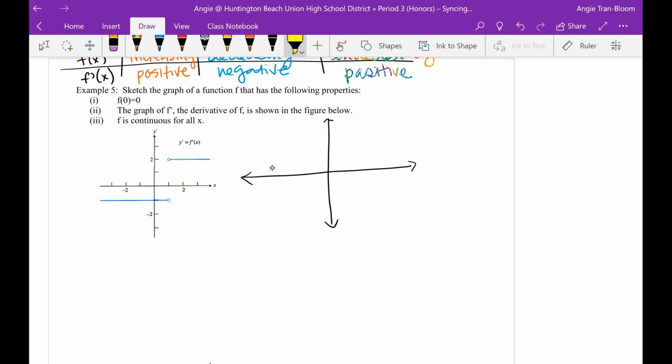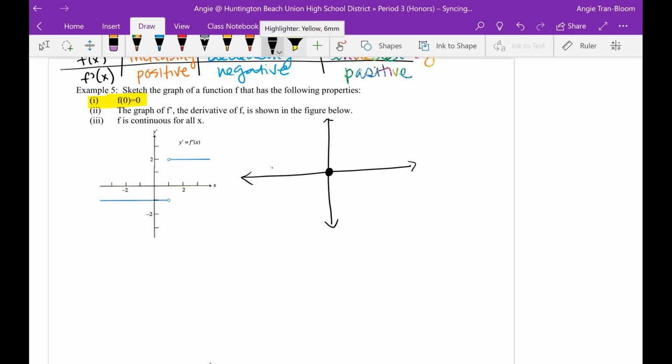1i says f of x has an algebraic value. When x is 0, y is 0. So what does that mean? I'm going to go and plot a 0, 0, okay? So this is what it means by f of 0, y is 0. You have an algebraic value, okay?